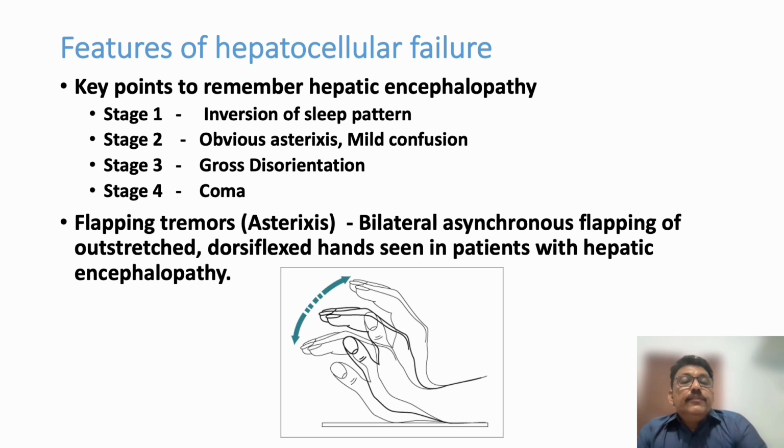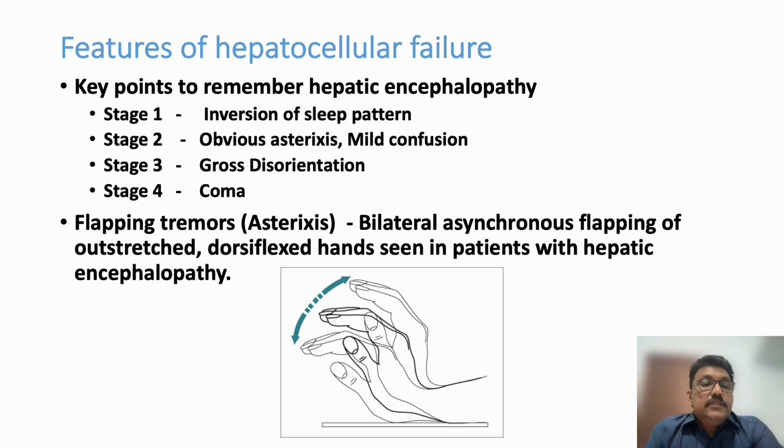Now, another major feature of hepatocellular failure is flapping tremor. Flapping tremor is seen in all patients who have encephalopathy. It can be seen in hepatic encephalopathy, uremic encephalopathy, toxic encephalopathy, hypoxic encephalopathy. So in all encephalopathies, patients can have asterixis or flapping tremors. So here also you can see flapping tremors, that indicates stage 2 hepatic encephalopathy.